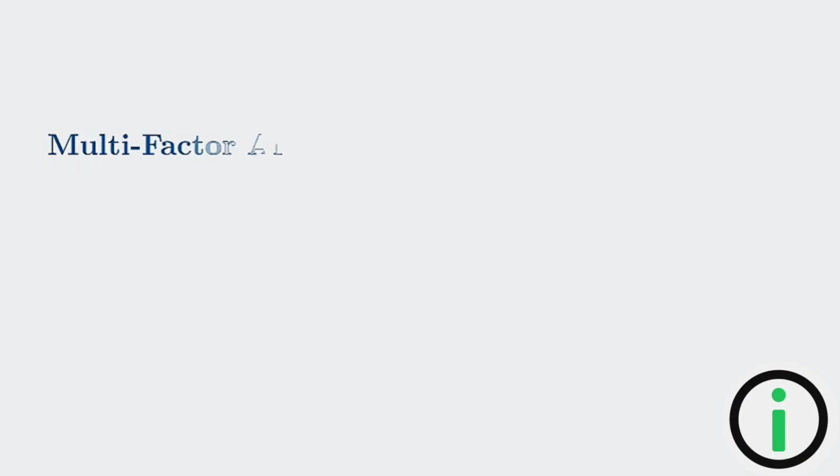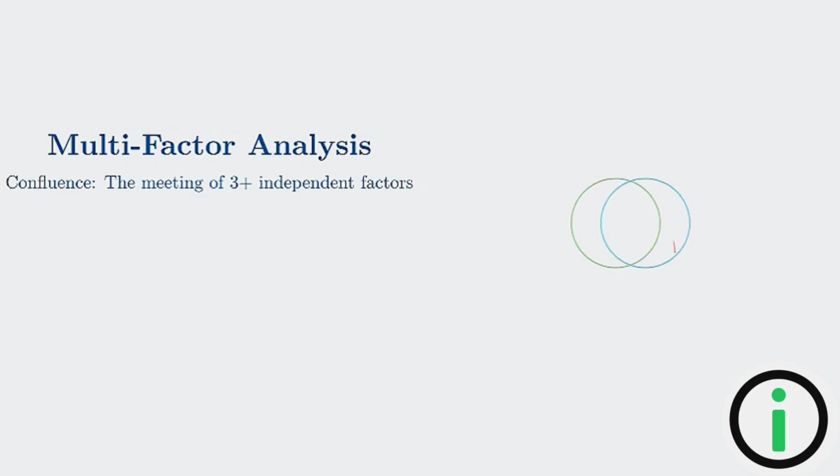Now that we understand timeframes, let's talk about building a checklist using the concept of confluence. Confluence is the secret sauce of high-probability trading. It occurs when at least 3 independent factors align at the same price point.